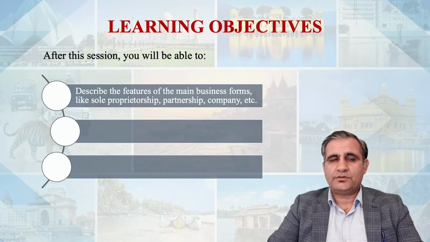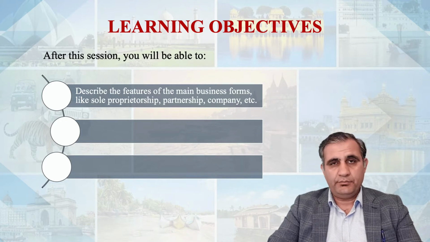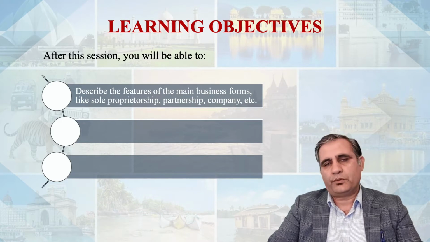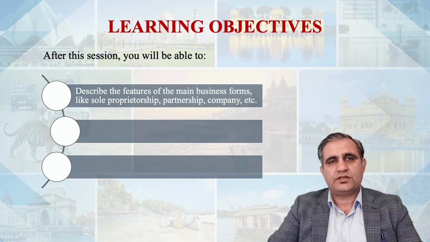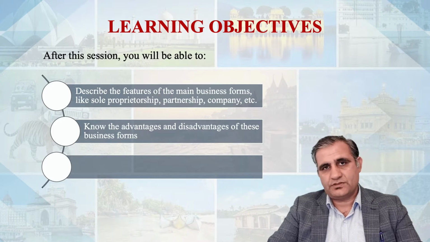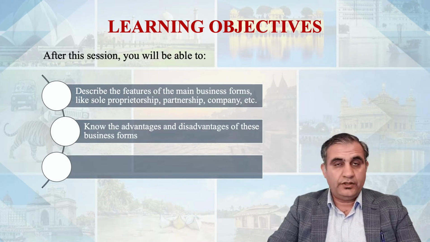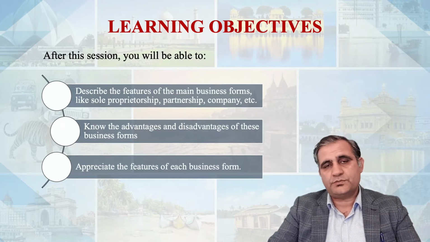Next, what are the business forms? Sole proprietorship, partnership, a company. We shall go into each of them to understand what is a sole proprietorship, what is a partnership, and what is a company. We should also see the advantages and disadvantages of these business forms. This whole unit will be divided into 3 subsections, and we should also appreciate the features of each business form.